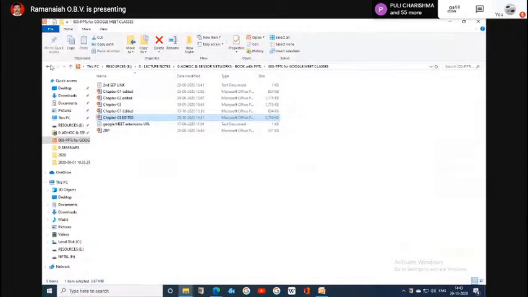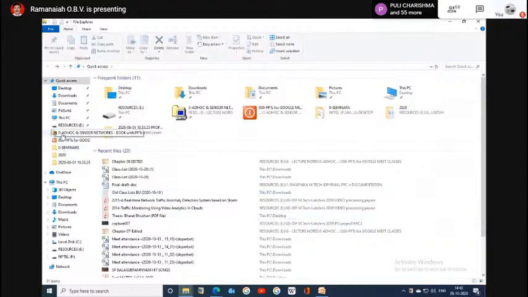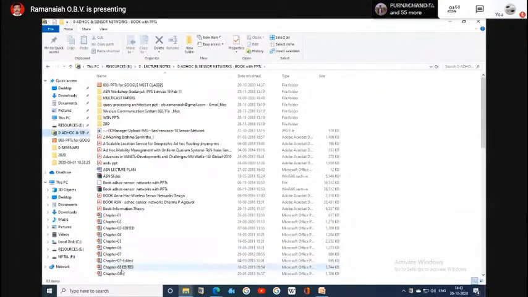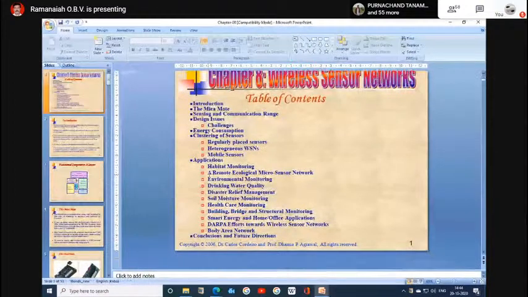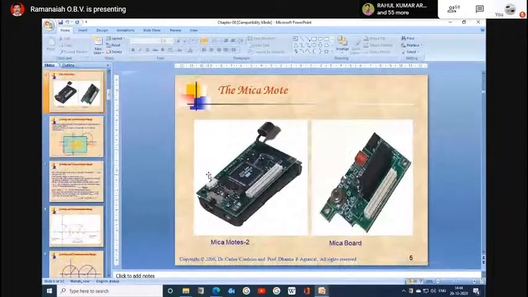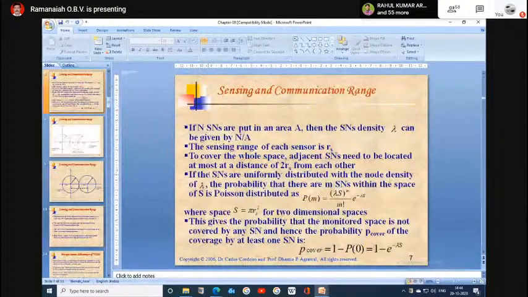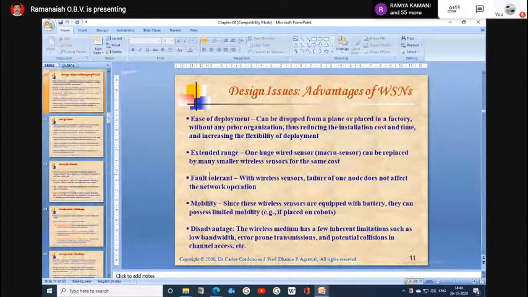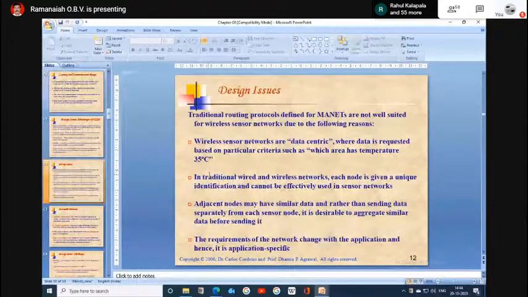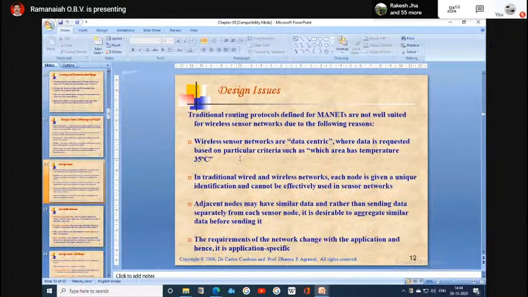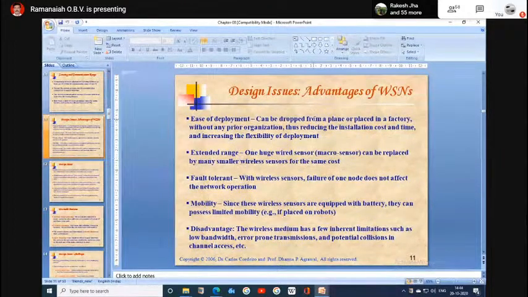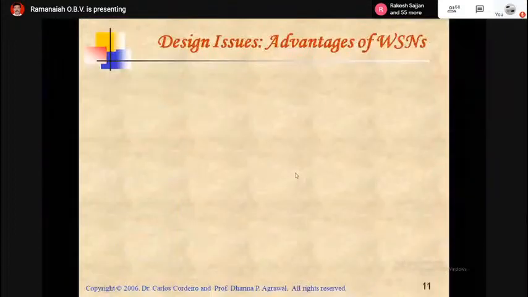Chapter 8, author. Okay. So here, design issues, are they covered? Yeah. Yeah. So you can see these things. Design issues, right?